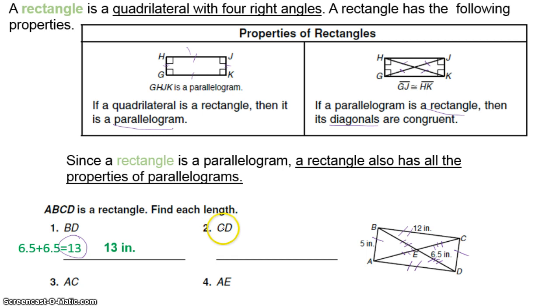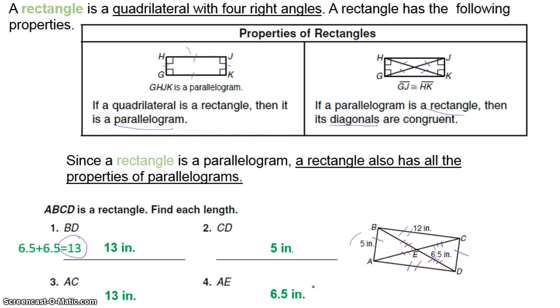Our second one, they want us to find length CD. So I come over here, length CD, I know is congruent to side AB, which they told us was 5, so I know that CD is 5. Number 3, segment AC. Let's come over here and find segment AC. Oh, it's our other diagonal. We know that the diagonals are congruent to each other, so if I know that BD equals 13, I know that AC does as well. And our last one, segment AE, is right here. I already know that segment EC is 6.5. Well, I know that all of those are congruent to each other, therefore AE is 6.5.